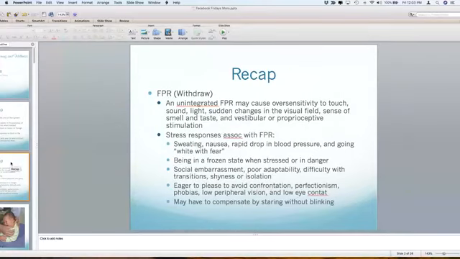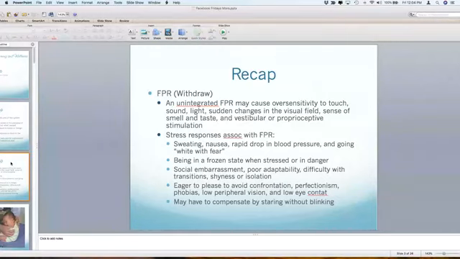And also, an unintegrated fear paralysis may cause oversensitivity to touch, sound, light, sudden changes in the visual field, a sense of smell and taste, and vestibular or proprioceptive stimulation. And we're actually going to find that that's pretty much the same thing with the Moro. The stress responses associated with the fear paralysis are sweating, nausea, rapid drop in blood pressure, and going white with fear.